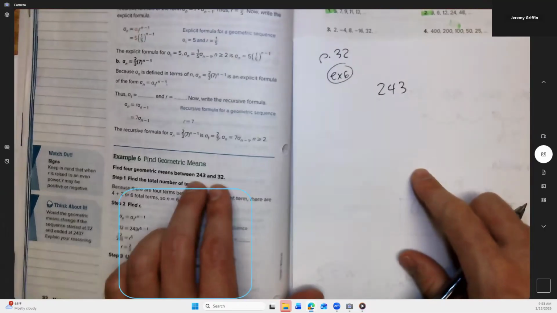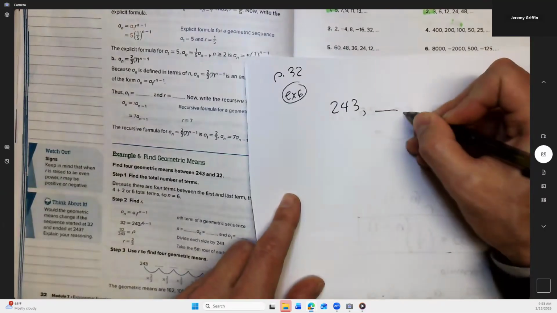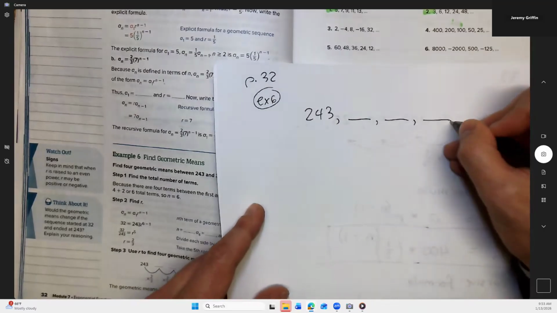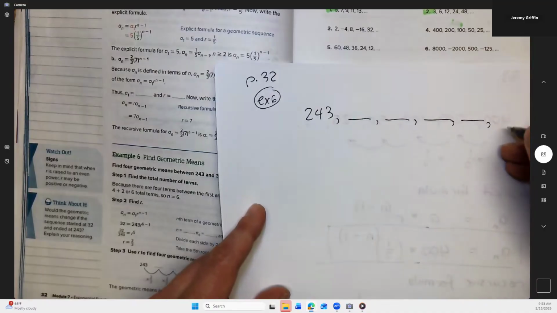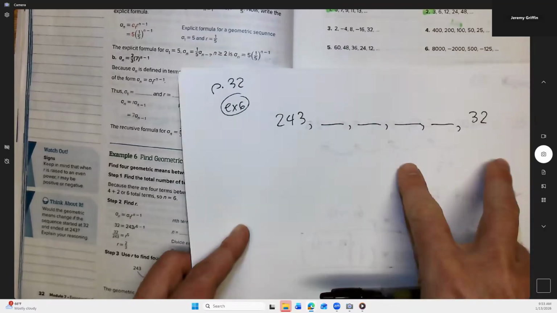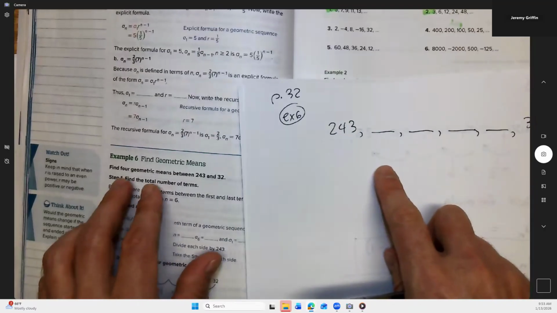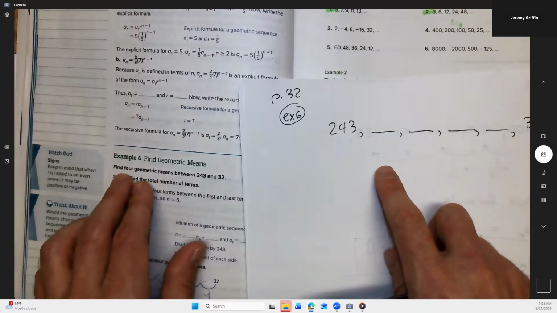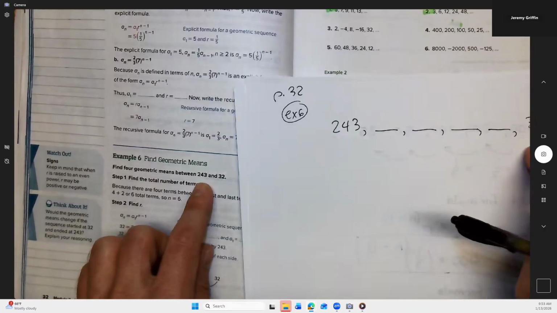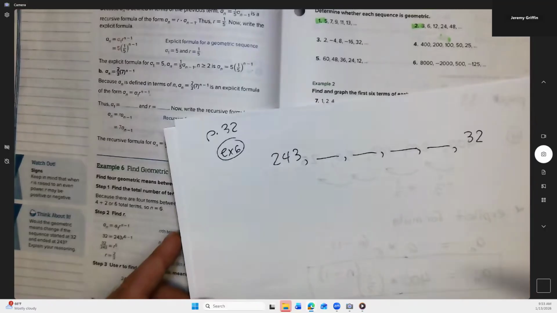Now 4 geometric means, what that means is that I multiply 243 times something, I get some second value. And then I keep multiplying by that common ratio. I get a third value, a fourth value, a fifth value. And then the sixth value would be 32. So again, what the textbook says, find 4 geometric means, 1, 2, 3, 4, between 243 and 32. So really I have at least 6 numbers in the sequence.